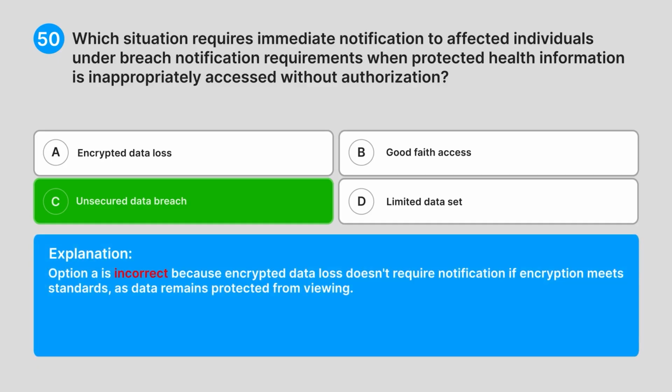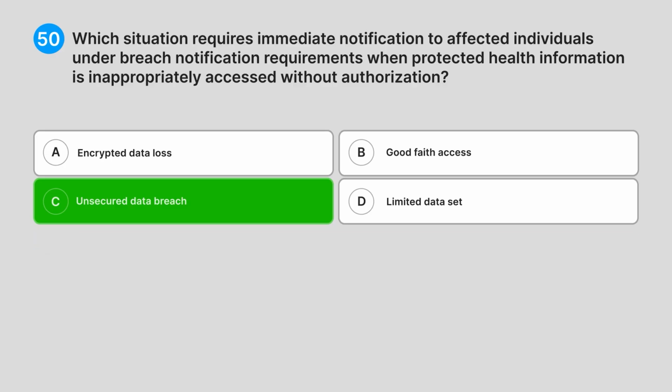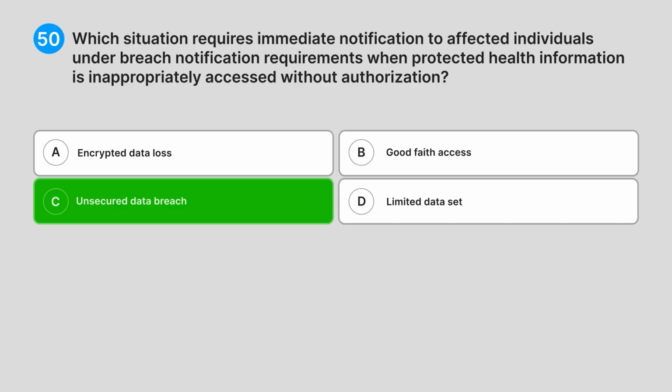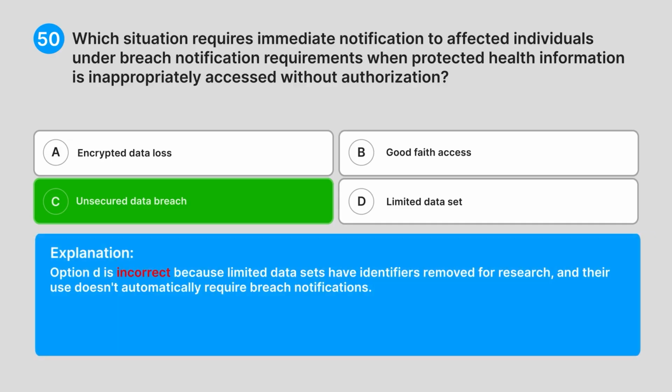Option A is incorrect because encrypted data loss doesn't require notification if encryption meets standards, as data remains protected from viewing. Option B is incorrect because good faith access by employees within the scope of their work doesn't constitute a breach requiring individual notification processes. Option D is incorrect because limited data sets have identifiers removed for research, and their use doesn't automatically require breach notifications.